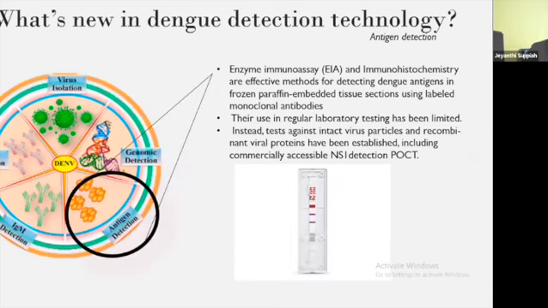Right. So antigen detection. Previously we had enzyme immunoassays, ELISAs, and immunohistochemistries, which are quite effective methods for detecting dengue antigens, particularly from frozen paraffin-embedded tissue sections using labeled monoclonal antibodies. But their usage is limited in regular laboratory testing due to their laborious methods. So instead, now we have tests against intact virus particles, and recombinant viral proteins have been established, including commercially accessible NS1 detection, POCT. So this POCT is quite widely used in hospital settings nowadays.